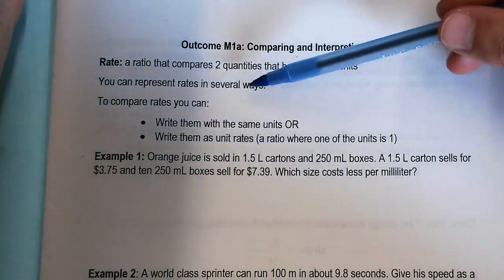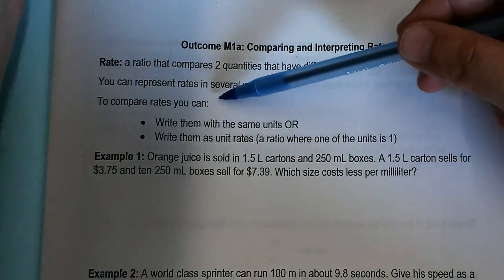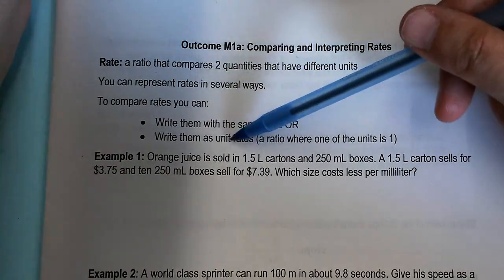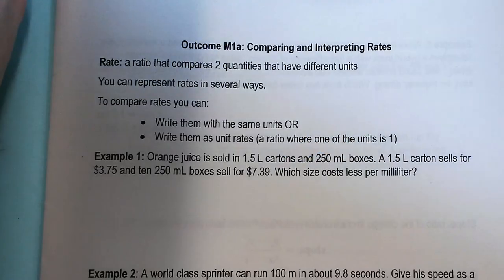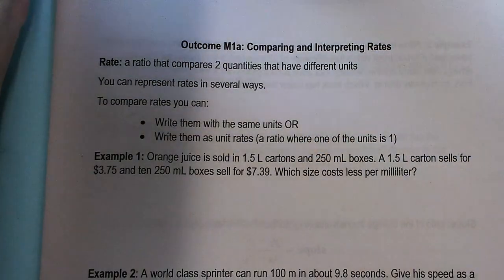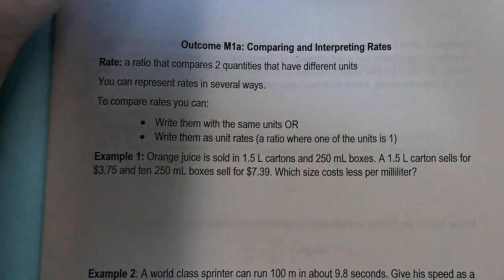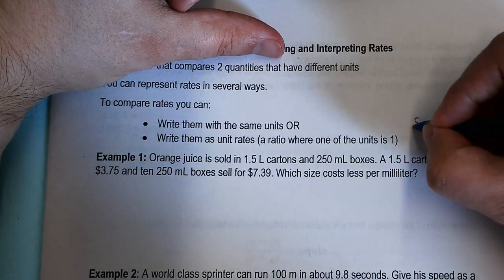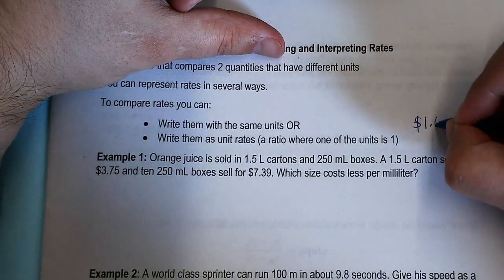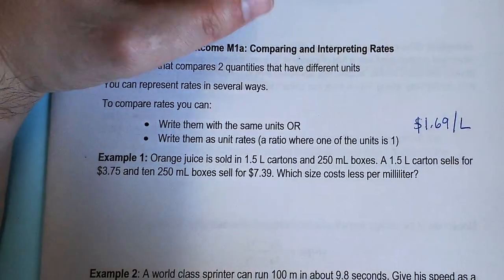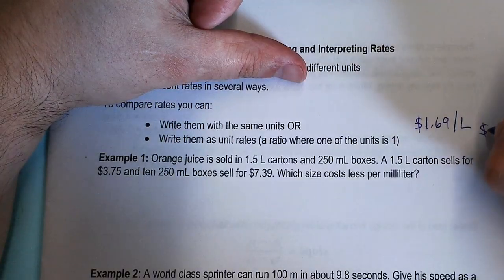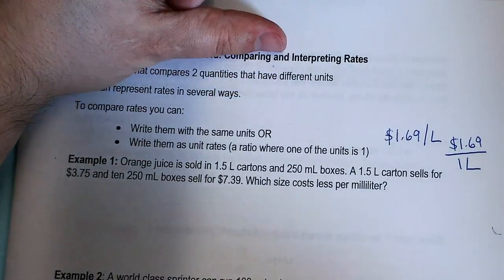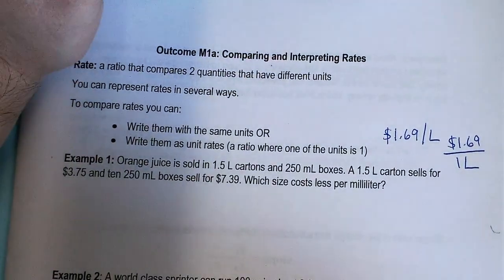You can represent rates in several ways, and to compare them, you can either write them with the same units, or you can write them as something called a unit rate. A unit rate is when one of the numbers in the ratio is 1. So for example, the cost of gas right now is, I want to say something like $1.69 per liter. What this means is it is $1.69 for every 1 liter of gas that you put in your car. So that's the idea of a unit rate.